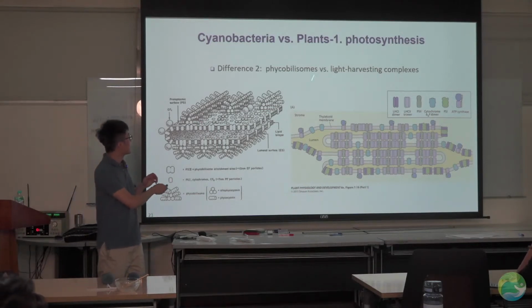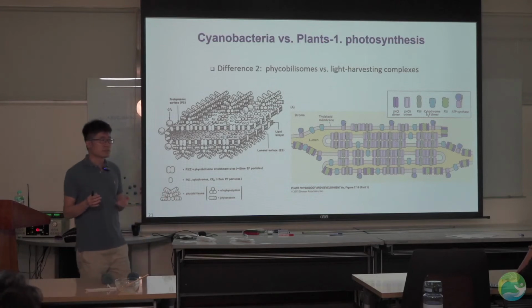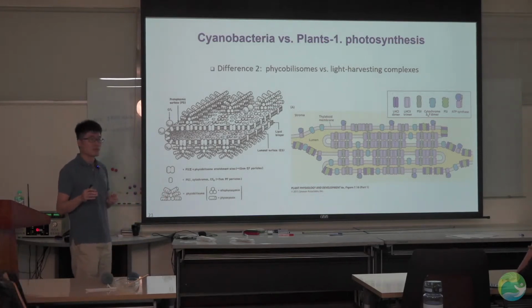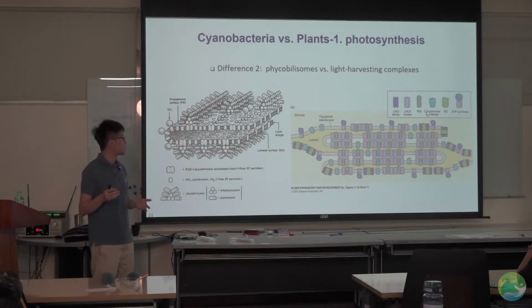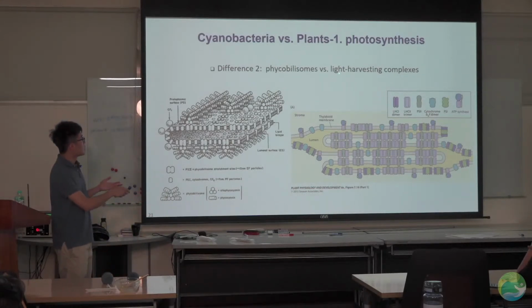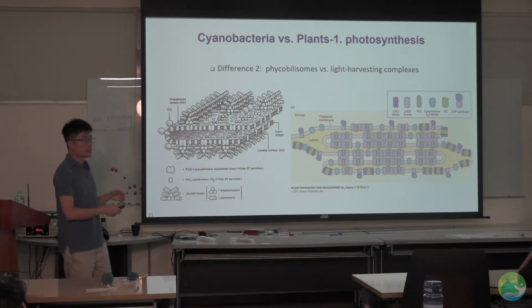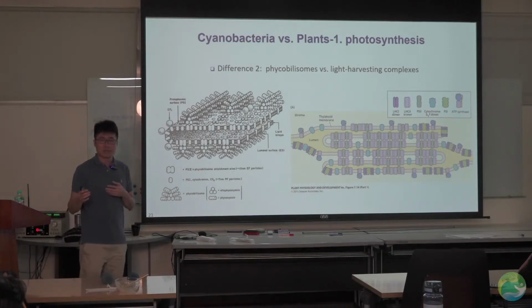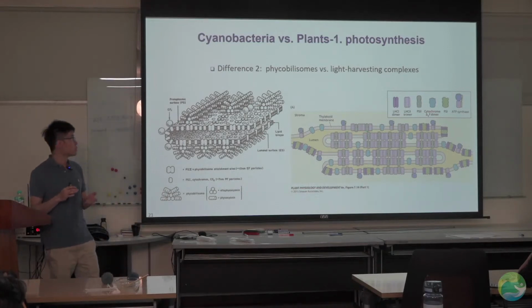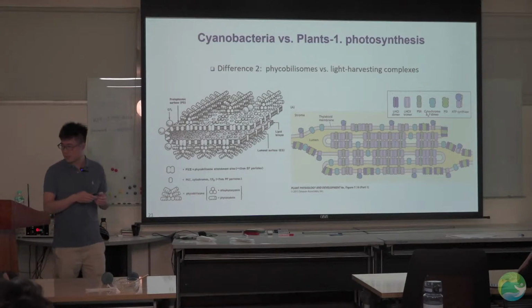But plants don't have phycobilisomes. If plants had phycobilisomes, when you look at the leaves, they would look pretty brown, but that's not true. So they have another antenna complex called light harvesting complexes. It's around photosystem 2 and photosystem 1 and helps them to harvest more light energy.